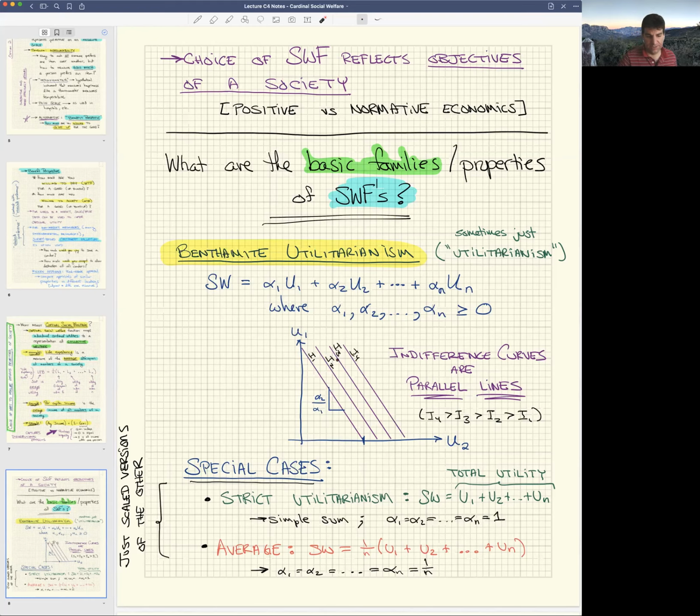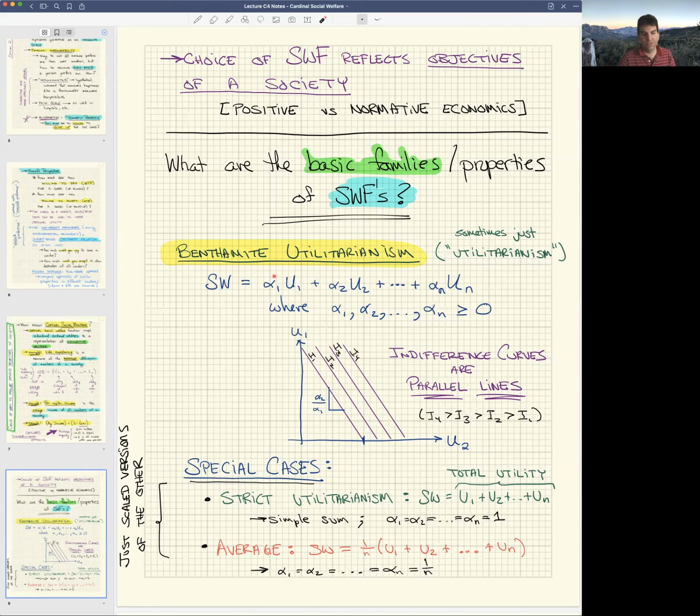And so that's what an indifference curve means here: if we exchange utility, so we take how someone's feeling away from one person and give it to someone else, then what amount of exchange do we do to not change our social welfare? And then the collection of all of those ones that we're indifferent to form our indifference curves, just like before at the individual level when we had goods on the different axes. And so we get indifference curves that are parallel lines, where the slopes are determined by these coefficients.